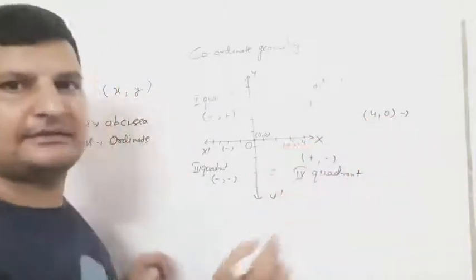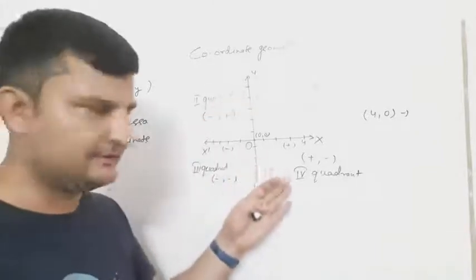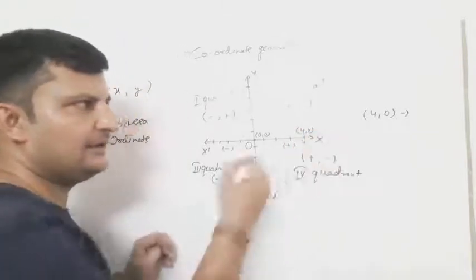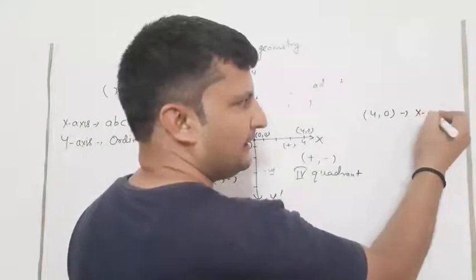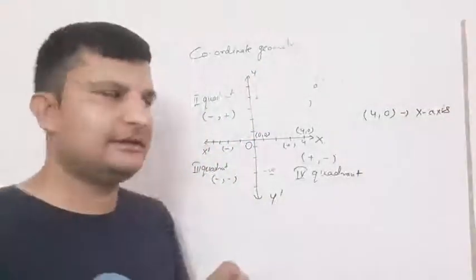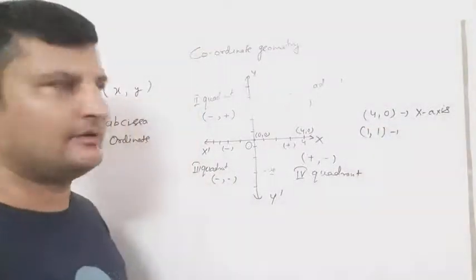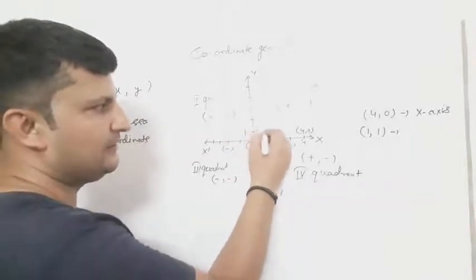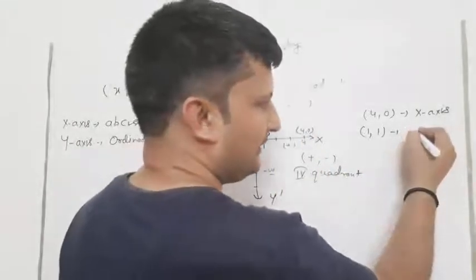In the x-axis, y is always 0, and in the y-axis, x is always 0. So we can write (4, 0) as a point on the x-axis. So (4, 0) lies on the x-axis. Similarly, if I say (1, 1), where does this point lie? Suppose this point is 1 and this point is 1. (1, 1) will lie in this quadrant. So (1, 1) lies in this quadrant.